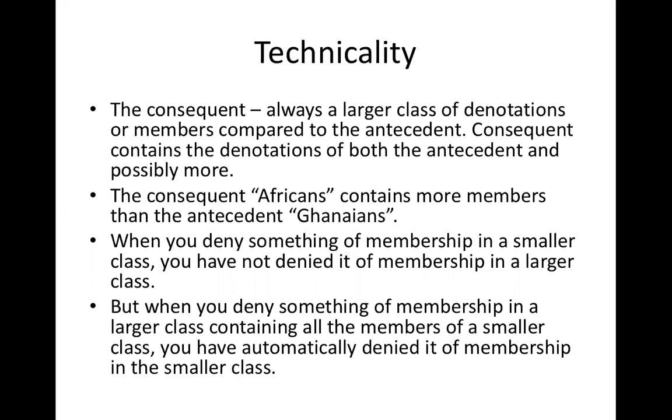Now, if you say someone is not in the Department of Economics, you have not automatically denied her of membership in the University of Ghana, because the University of Ghana is bigger than the Department of Economics. So if you say Peter is not in the Department of Economics, you can't say, therefore, Peter is not in the University of Ghana. That's a fallacy. It's not a valid operation. So I'm trying to explain that the consequent is usually a bigger class compared to the antecedent.